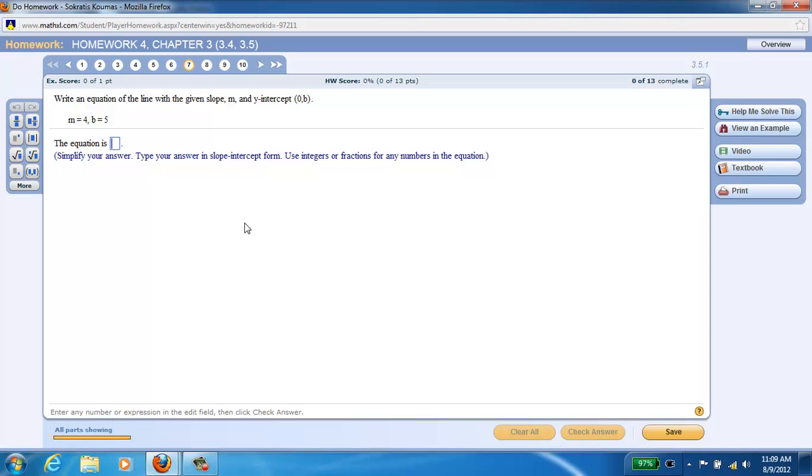Problem number 7, you have to write the equation of the line where the slope is given. The slope is 4 for my example, and the y-intercept is 5. One more time I repeat that the numbers are going to be slightly different in your problems.